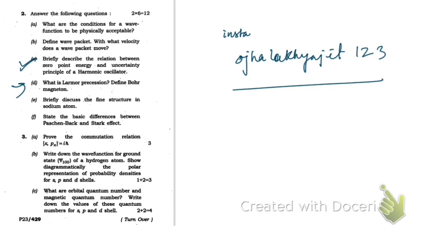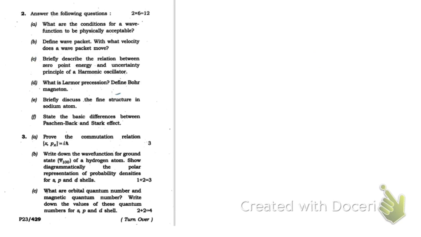Now let's start with question number 2D. First let me clean these things, just wait. Here we need to write: what is Larmor precession, define Bohr magneton. Let me write the answer here. Answer to question number 2D.